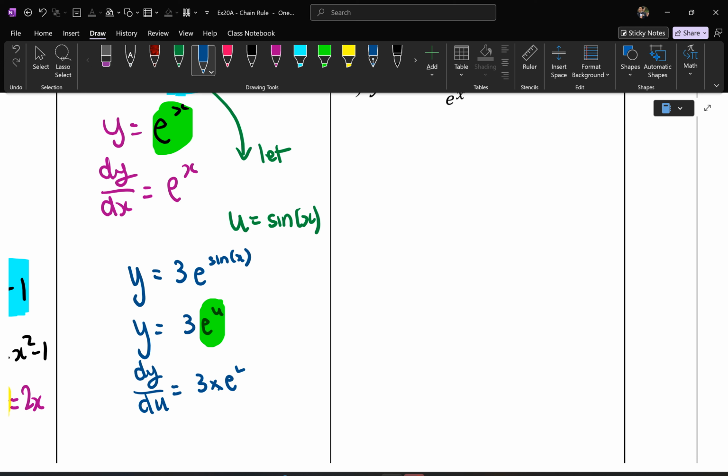But funny enough, I do see a lot of students struggle at this step. With e to the x, they're like, yeah. I say e to the u, they're like, nah. And I'm like, it's just a change in the letter. It's the same variable. There's nothing different about it. So you got delta y delta u is 3 times e to the u. Fantastic. Means it's still the same as itself.